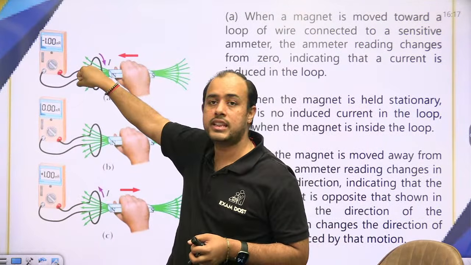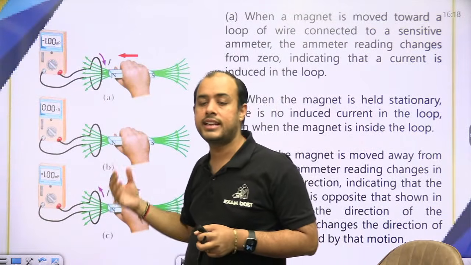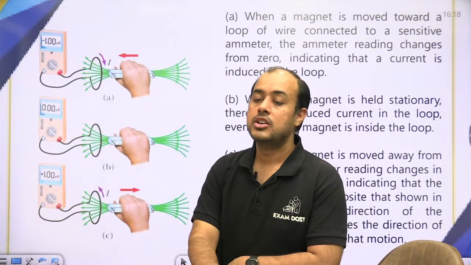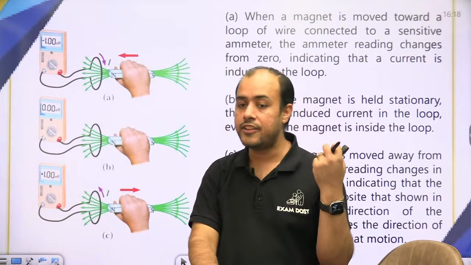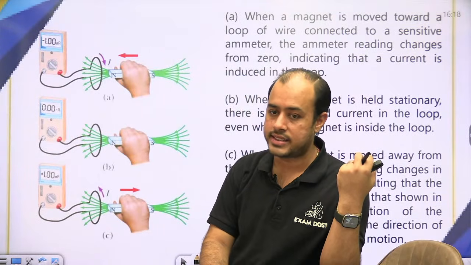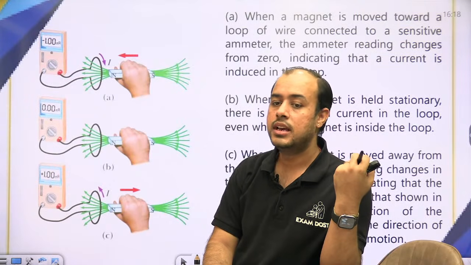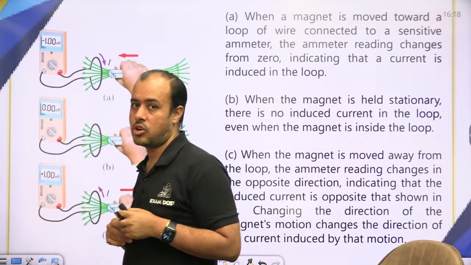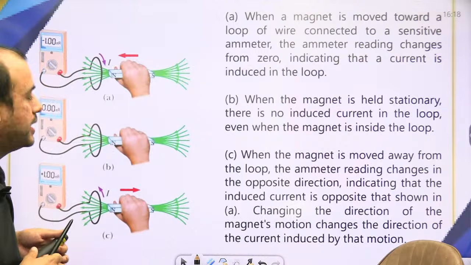When he was moving the magnet towards the coil, the reading was negative. And when the magnet was stationary, the reading was 0. So this led him to discover that if the flux through a coil changes, then EMF and current will be induced. But if you keep the flux stationary or constant, then no EMF or current will be produced.